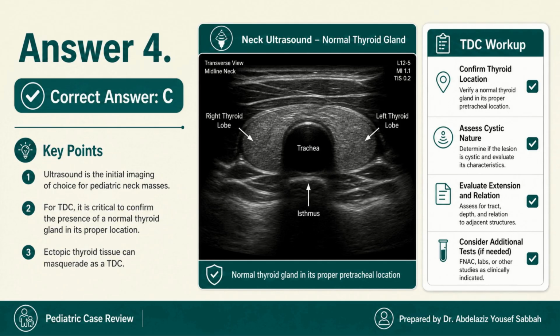This is essential because in a small but important subset of patients, the apparent cyst may actually represent the only functioning thyroid tissue the child has, in the form of ectopic or lingual thyroid. Removing it without confirmation would render the child permanently hypothyroid. Ultrasound also assesses cyst characteristics and tract extension.